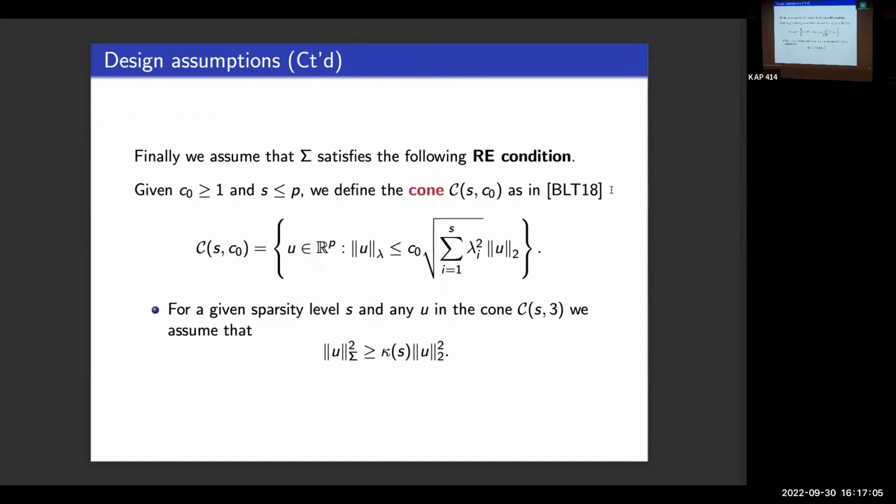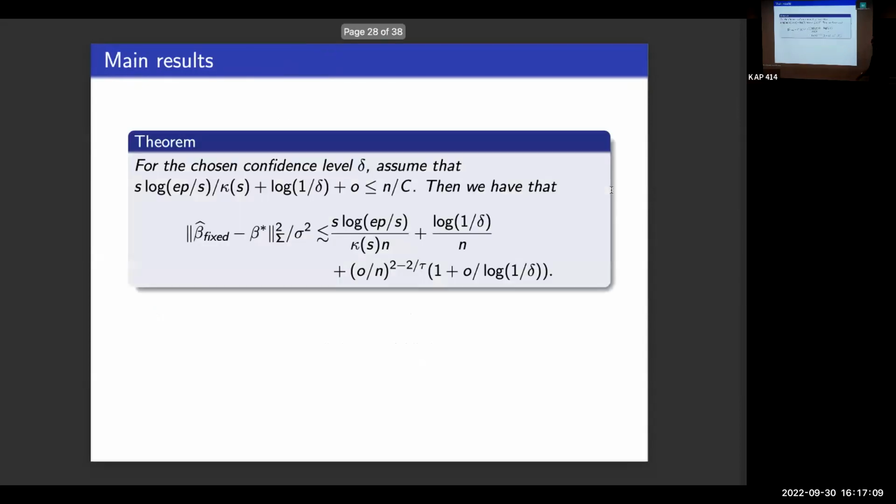Finally, this is the usual condition you assume for lasso to work. You just need your sigma to satisfy this, but I'm not going to spend time on this. But let me just show you the result. The first one is for the fixed confidence level. We can show that the quadratic, the square loss now is smaller than S log P, which is the optimal deviation. It has sub-Gaussian deviation, log 1 over delta divided by N.